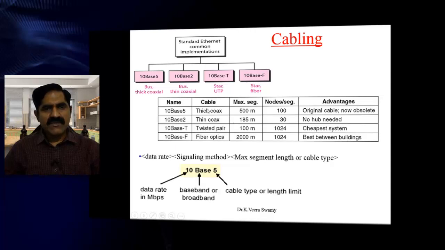But coming to the first two possibilities, thick coaxial cable and thin coaxial cable, earlier we used this type of arrangement, but nowadays we are working with twisted pairs and fiber optics. In between buildings we are using fiber optic cable. Within a room we are working with twisted pair. With the help of a switch, we are connecting all nodes with twisted pair.